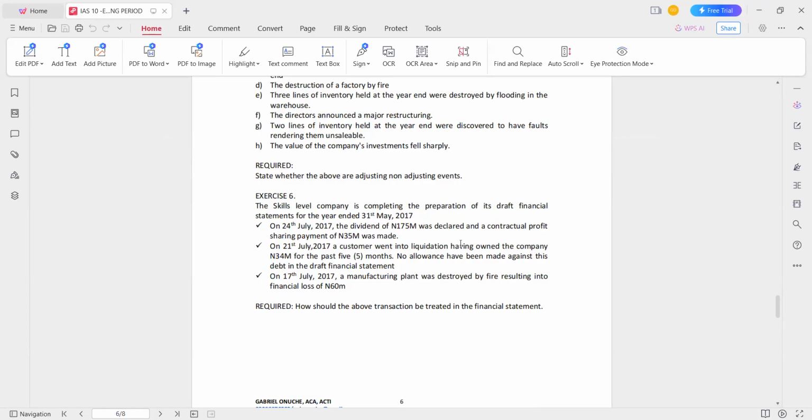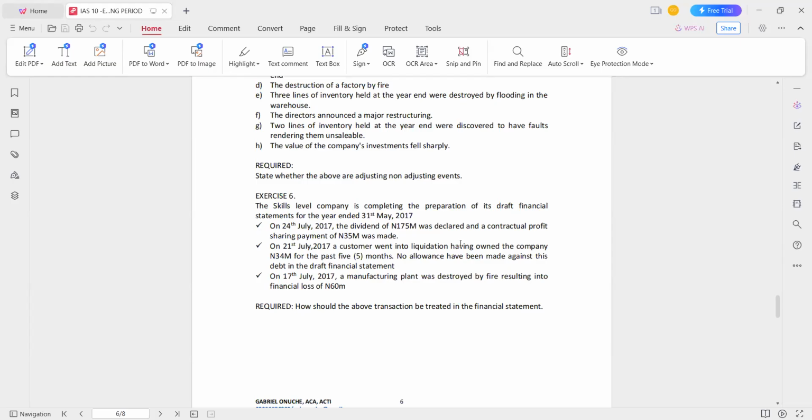The skills level company is completing the preparation of its draft financial statements for the year ended 31st May 2017. On 21st July 2017, a dividend of 175 million was declared and a contractual profit sharing payment of 35 million was made. On 21st July 2017, a customer went into liquidation, having owed the company 34 million for the past 5 months.